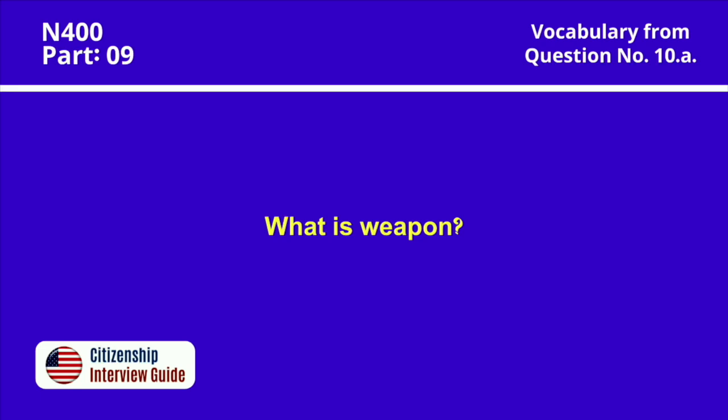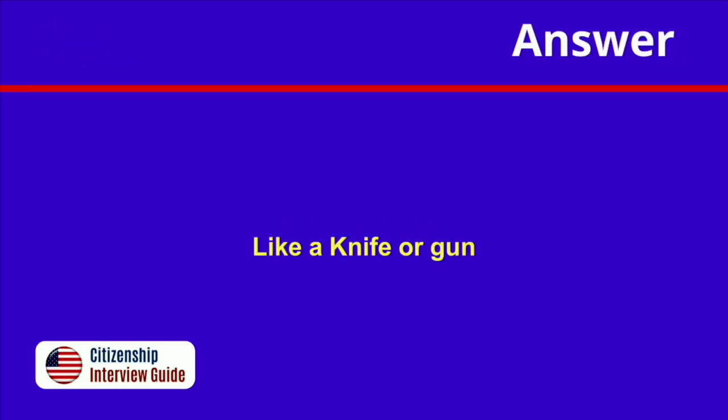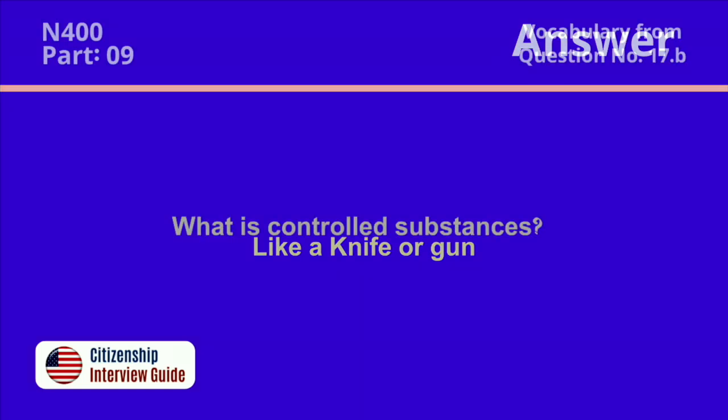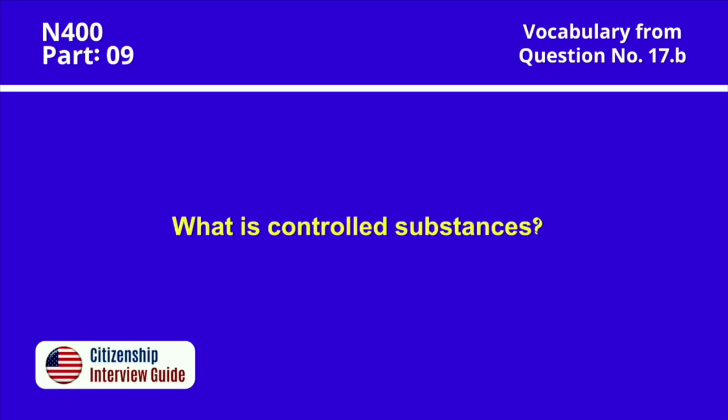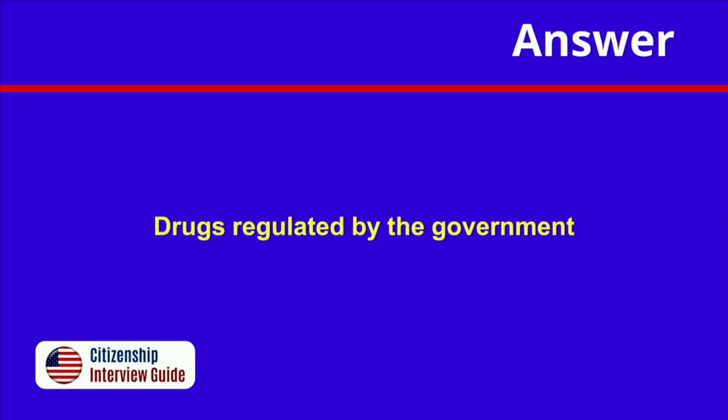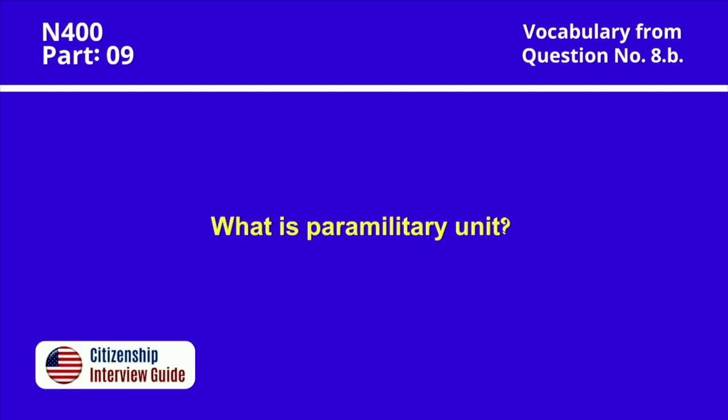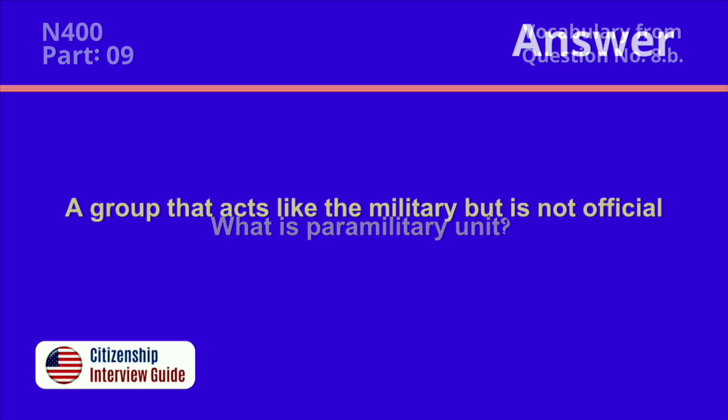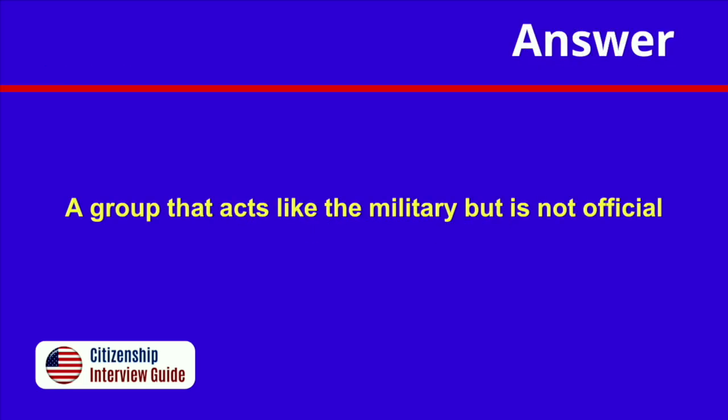What is weapon? Like a knife or gun. What is controlled substances? Drugs regulated by the government. What is paramilitary unit? A group that acts like the military, but is not official.